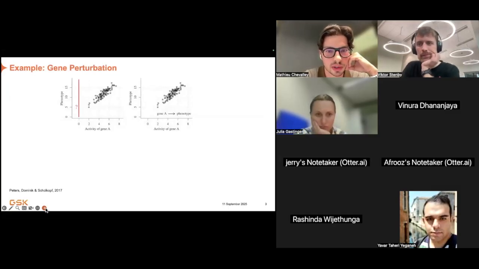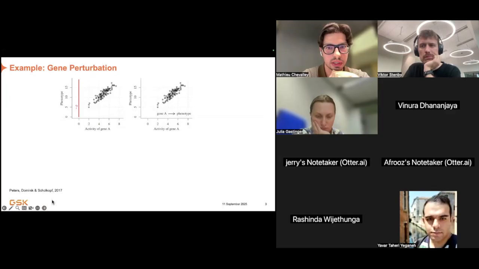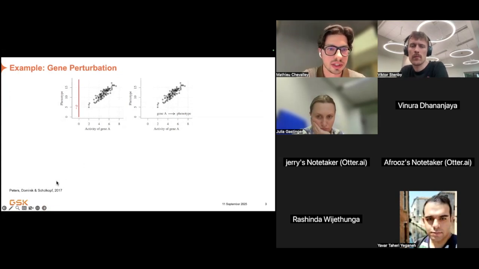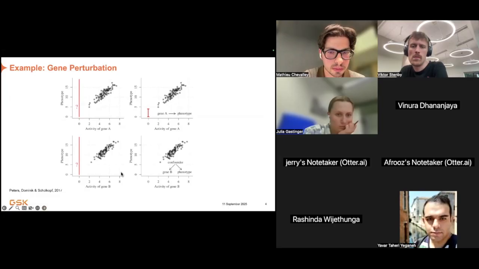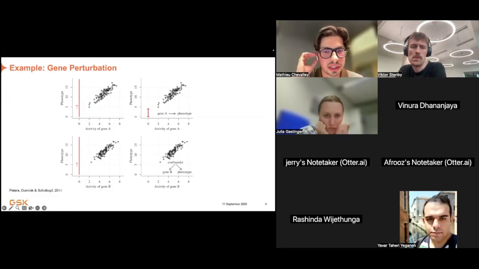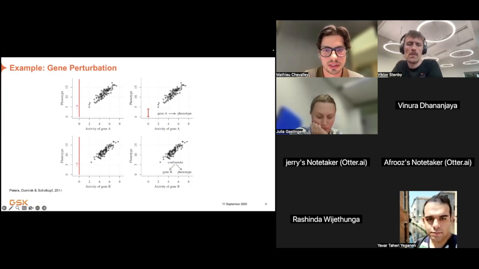For example, you have some gene A and some phenotype, and you observe this association. Here, maybe you know that gene A affects the phenotype, and you see it in the data. There seems to be some association between the two variables. But you may have another gene, B, that also looks correlated with the phenotype, but actually it's driven by some confounders. For prediction, maybe the distinction between the two is not really important, but if you then want to intervene on a gene to change the phenotype, you will only observe an effect of the intervention in the first case and not in the second case.